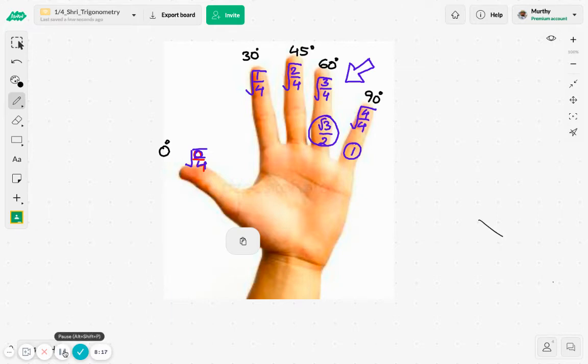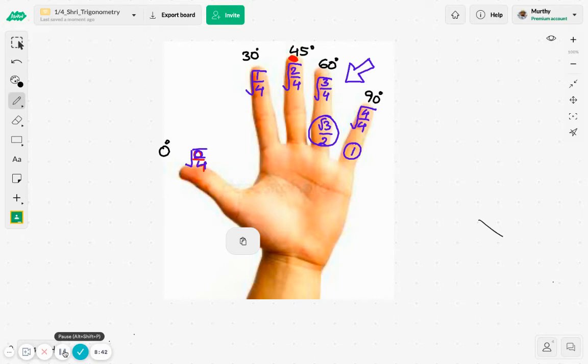Suppose you want to find sine 45. Please remember we are not considering this finger, we are not considering this one, because 0, 30, 45, I know which finger I have to take exactly. So of course, I have to take the middle finger. Therefore, 0 over 4, then 1 over 4, then 2 over 4.